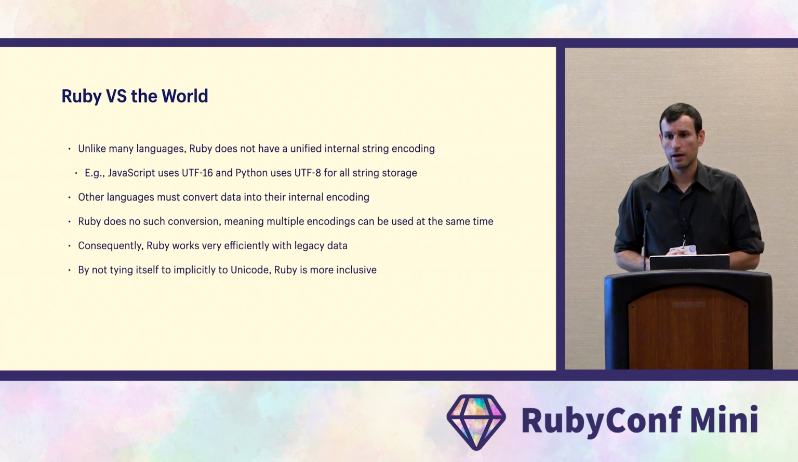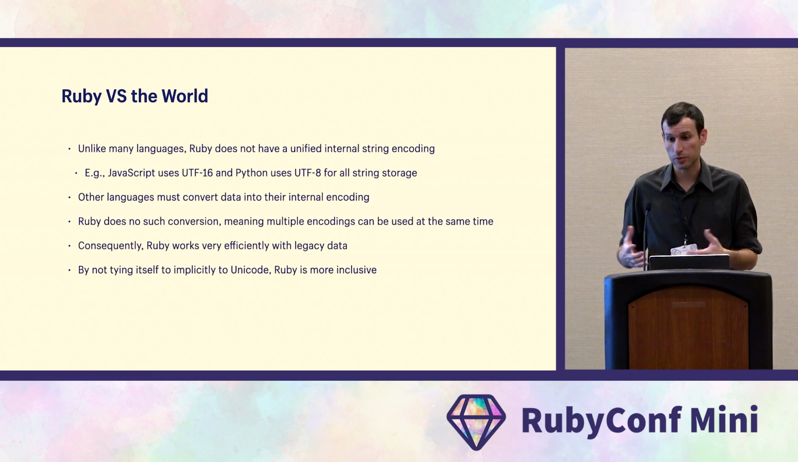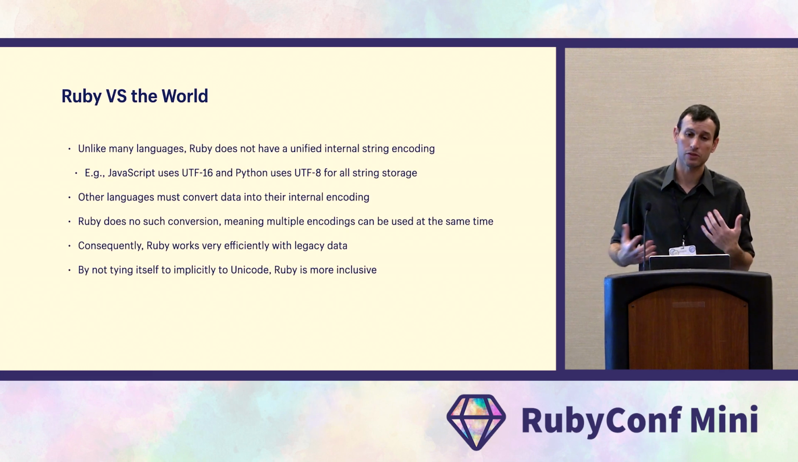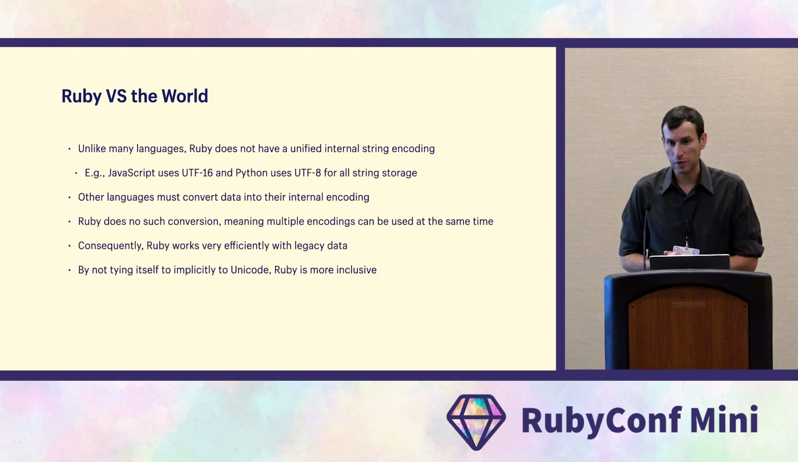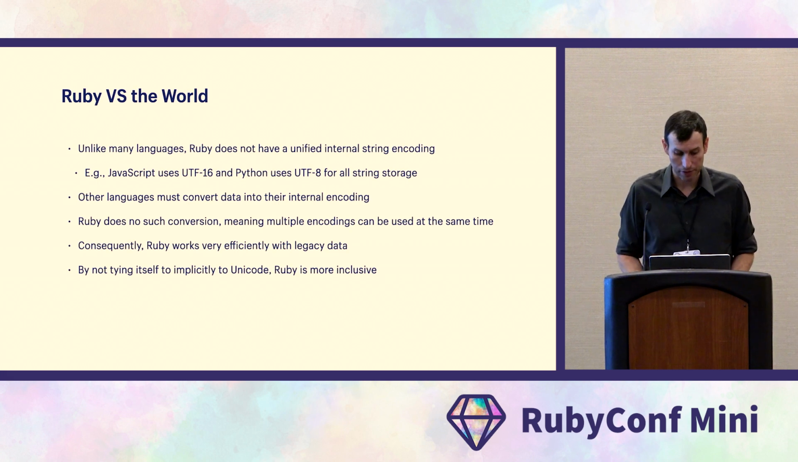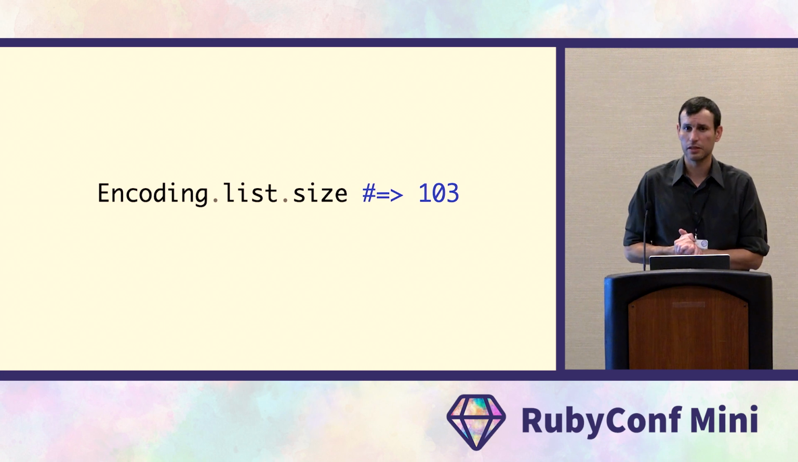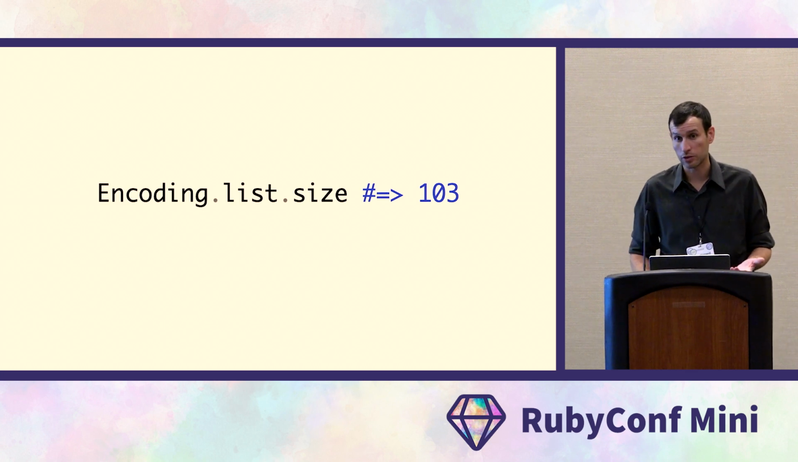Ruby doesn't do that. For one reason, Ruby tries to be a bit more inclusive than you might see with some other languages, and it acknowledges that the entire world isn't using UTF-8 or Unicode. As a consequence, Ruby can actually work with these other encodings quite efficiently. It doesn't have to do any kind of conversion, but the flip side is Ruby has to now handle multiple encodings pretty pervasively. So there's this Encoding class in Ruby. You can call .list on it and get the list of all the encodings. It ships with over 100 out of the box.